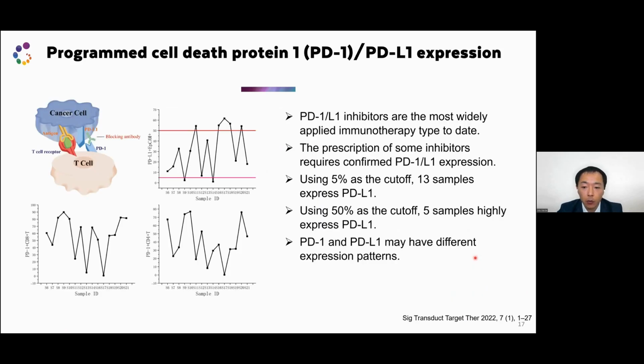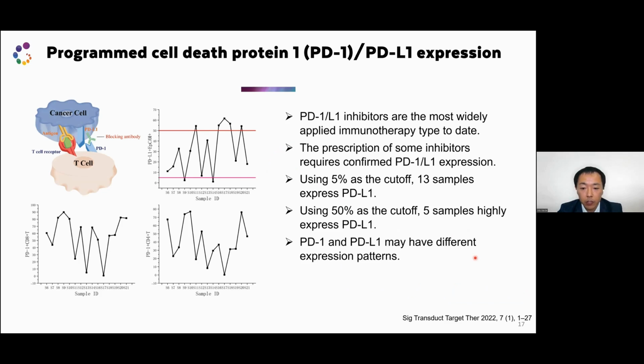PD-1 and PD-L1 inhibitors are the most widely used immunotherapy type to date. PD-L1 expressed on tumor cells binds to the PD-1 receptor on activated T cells, which leads to the inhibition of the cytotoxic T cell. Blocking the PD-L1 and PD-1 signal by antibody reactivates the exhausted immune cells in the TME and may eliminate the cancer cell.